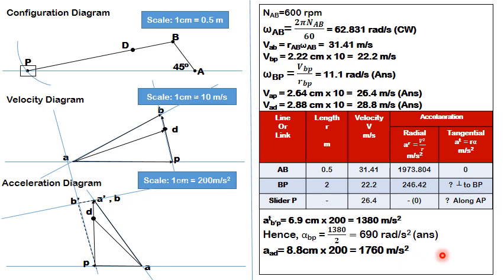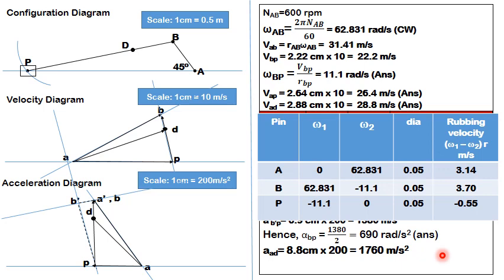Then next what has been asked is the last question in the problem statement: you need to determine the rubbing velocity of each pin. So for that I had drawn this table. There are three pins A, B, P, and for pin A the ground link is fixed and hence omega 1 is 0. The second link is crank, which is rotating with the angular velocity of 62.831 radians per second, and the diameter of that pin as it has been mentioned in the problem statement is 0.05 meter. So the rubbing velocity will come as 3.14 meter per second.